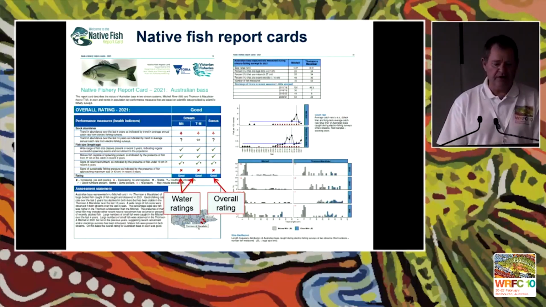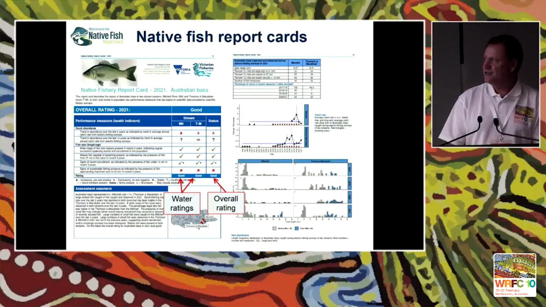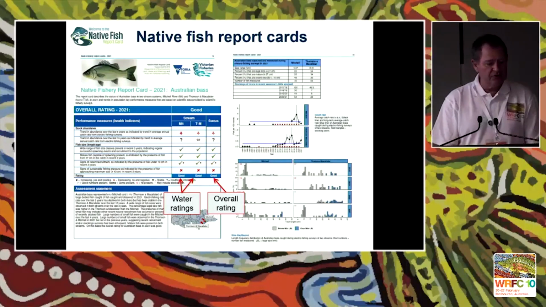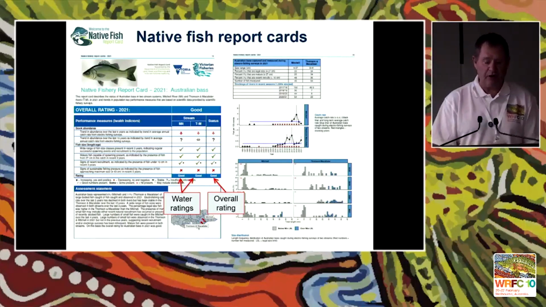Just another thing to note here, you can see for this species, Australian bass, we might not be just assessing one water, but we might be assessing multiple waters for that one species. In this case, Australian bass, it's 2 waters. So we try to do an assessment looking at our performance measures for each water, and then we try to get an overall assessment out of those ratings, and then summarise that for the fishery as a whole.